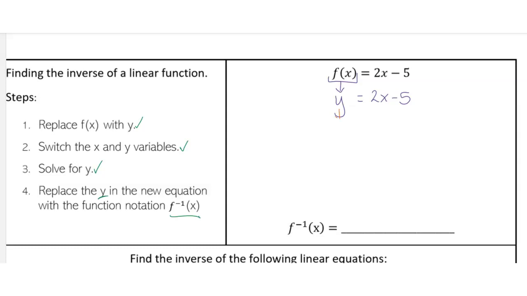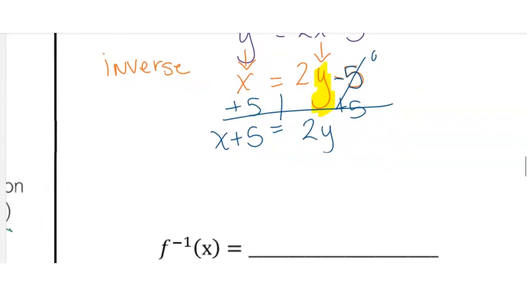And now we're going to replace the y. This is where we create the inverse by switching the x and the y. And now we simply solve for y using inverse operations. Because we're subtracting 5, we're going to add 5 to both sides. We get 2y is equal to x plus 5. Because we cannot combine them, we write it as an expression.